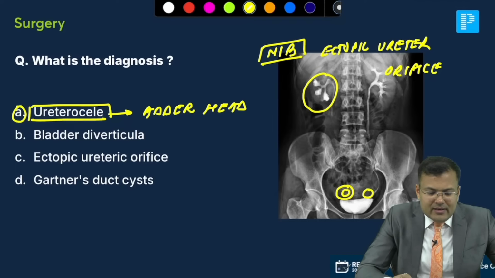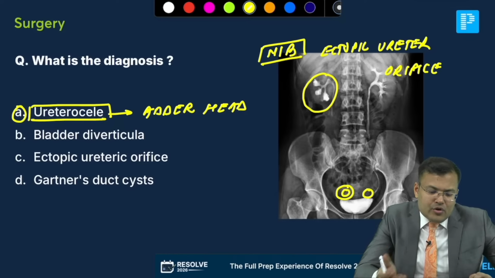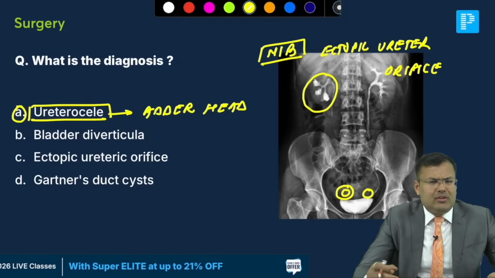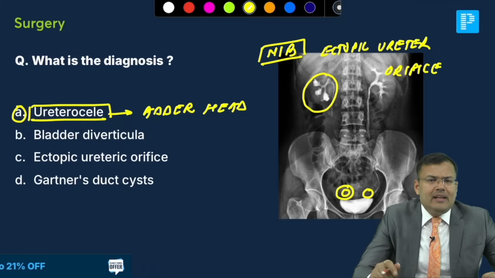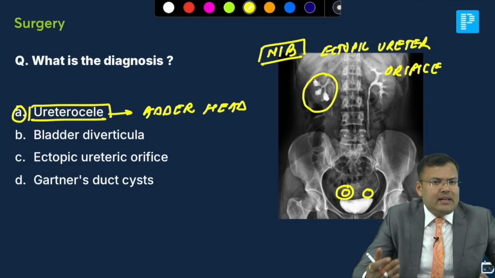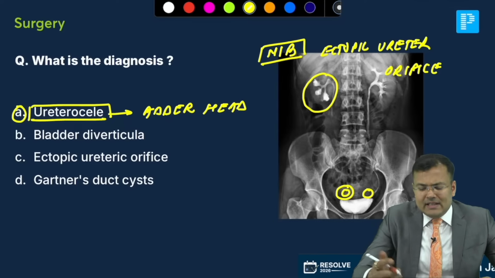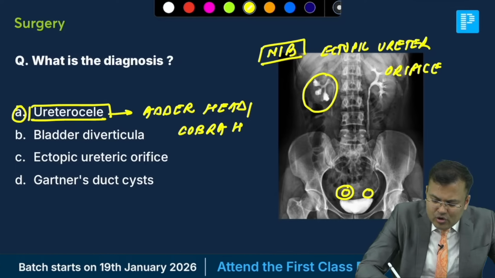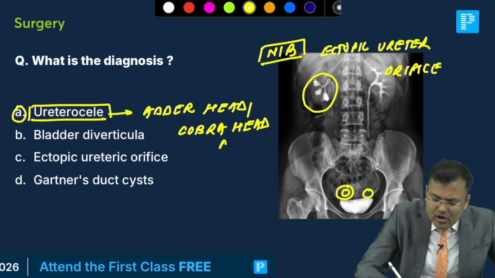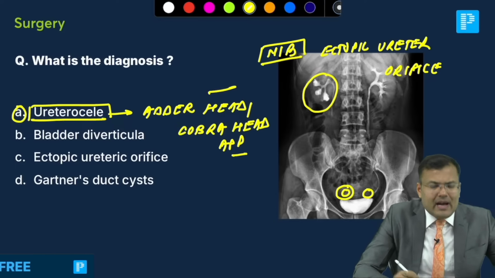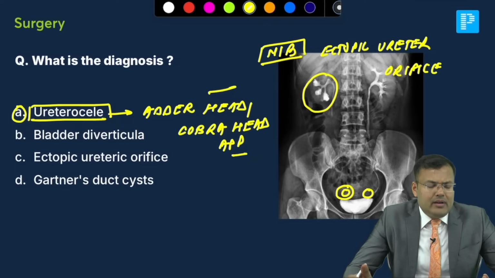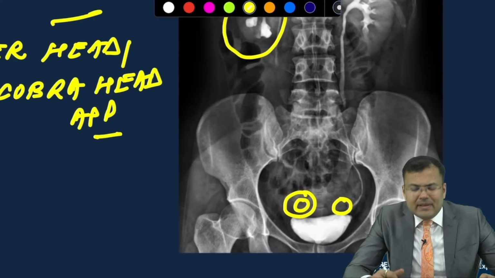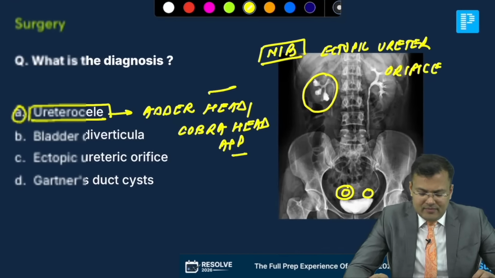Okay. Somebody is saying that, sir, drooping lily was there and cobra head was also there. Okay. So we discussed both, guys. Drooping lily is seen in neuroblastoma and in ectopic ureteric orifice. And whenever there is adder head or cobra head appearance, it is seen obviously in ureterocele. But the photo was different, okay. It is not visible in this one; the photo was different, okay.